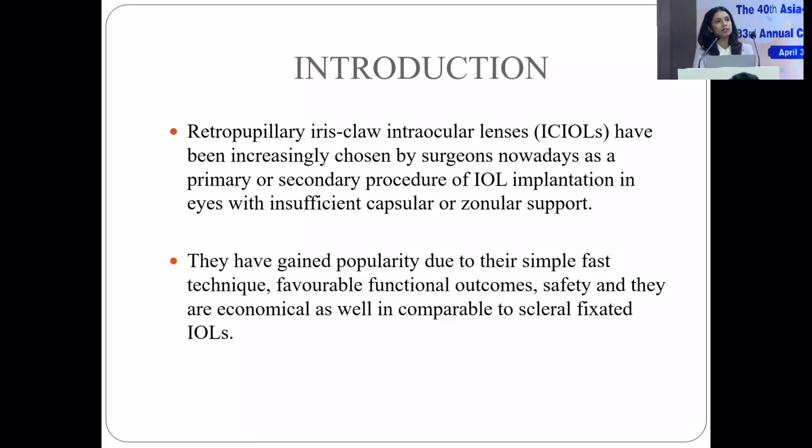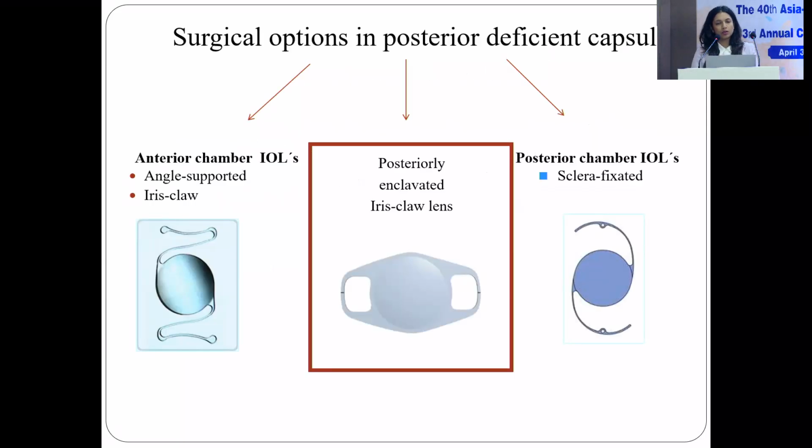So starting with the introduction, these iris claw lenses have been increasingly chosen by surgeons because of their simple technique. It has a lesser learning curve and it is easier to perform. Also, it is as efficient as the scleral fixation IOL. The various options available as secondary IOL include the anterior chamber IOLs, the posteriorly enclavated iris claw lenses, and then the posterior chamber SF IOLs.